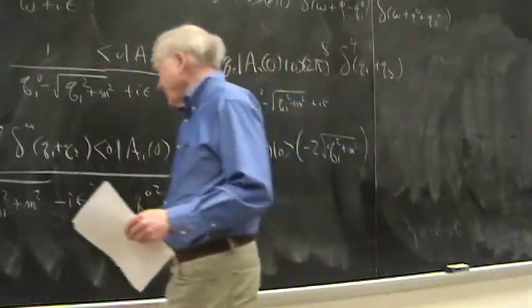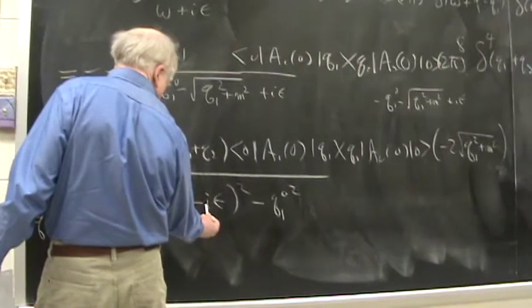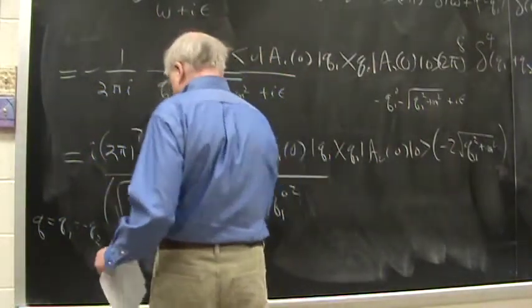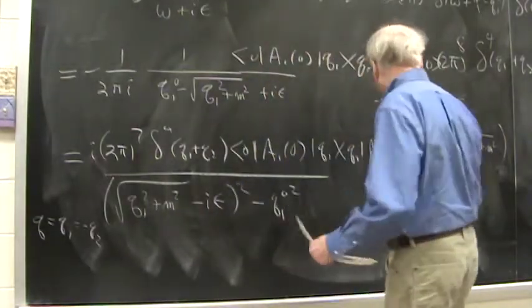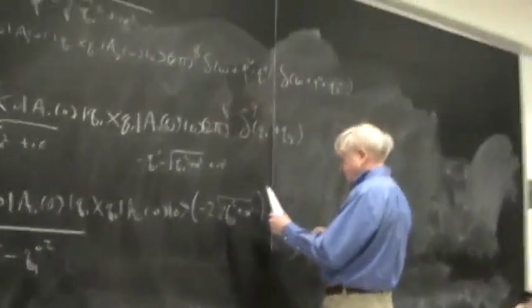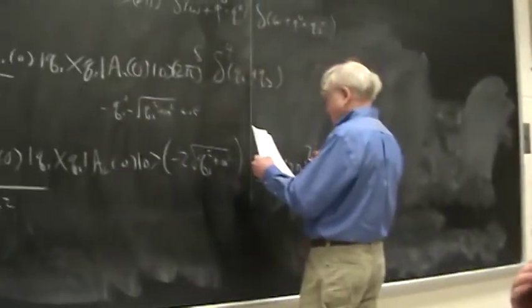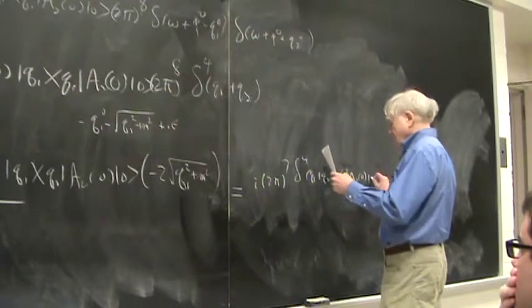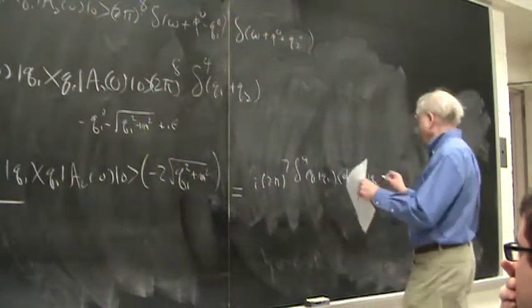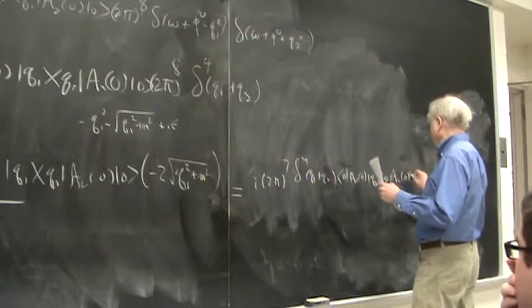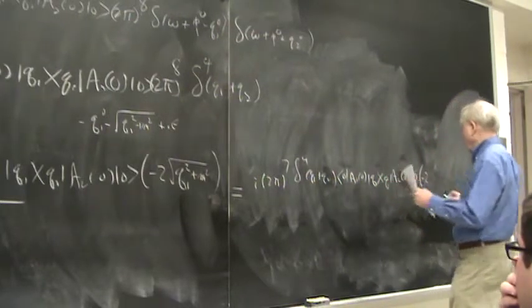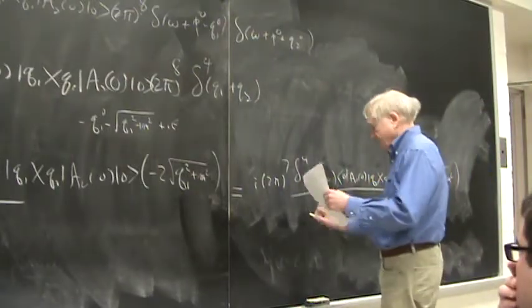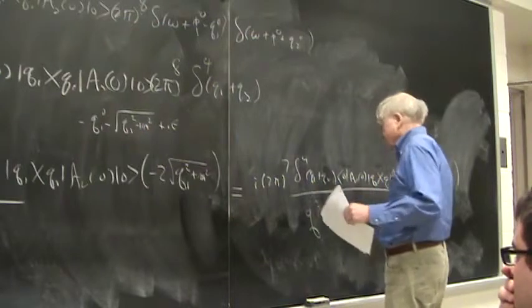All right, well, the i epsilon comes in as minus 2 i epsilon times this positive square root. So there's going to be a minus i epsilon. And then the square of that square root gives q1 squared plus m squared minus q0 squared. So altogether, this is i 2 pi to the 7th delta 4 of q1 plus q2, the matrix element of a1 of 0, q, q, a2 of 0, 0, minus 2 times the square root of q vector squared plus m squared, and then here we have q squared plus m squared minus i epsilon. So this is the pole.